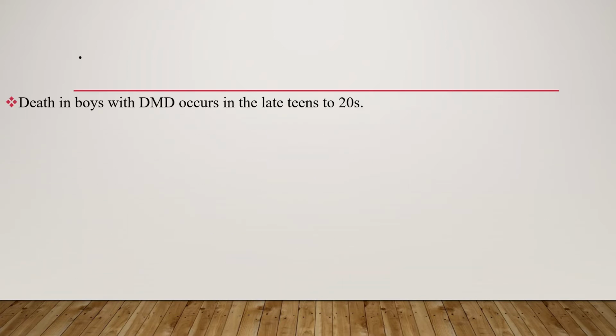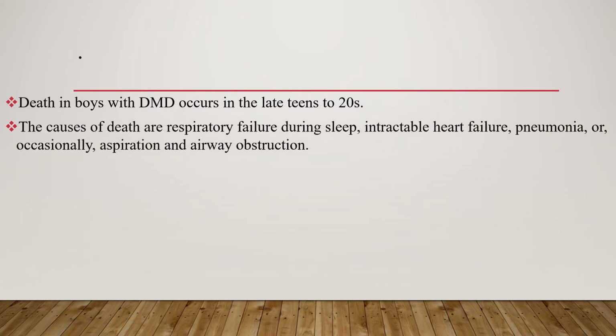Deaths in boys with Duchenne muscular dystrophy occur in the late teens to 20s, and the causes of death are respiratory failure during sleep, and also intractable heart failure, pneumonia, or occasionally aspiration and airway obstruction.